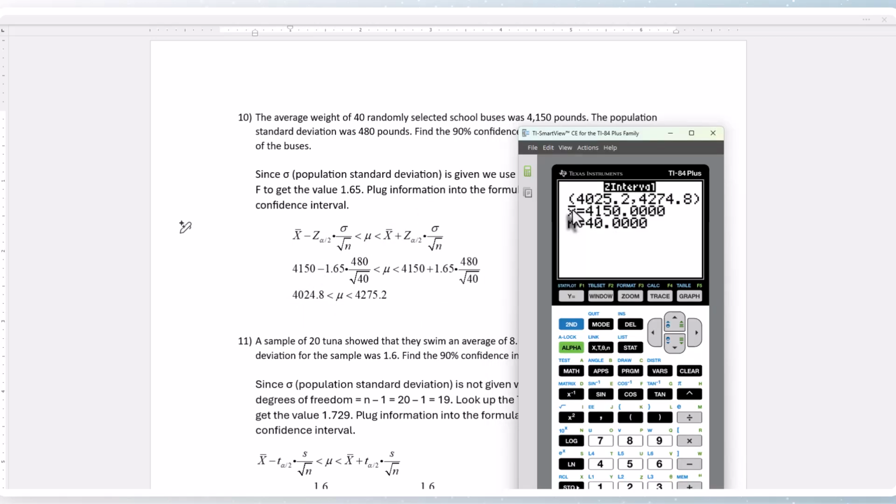4,025.2. So we could see that the answers vary a bit because we're using a rounded value. So their answers is 4,025.2 for the left endpoint, 4,274.8 for the right endpoint. But those values would also be correct because these are more precise answers.